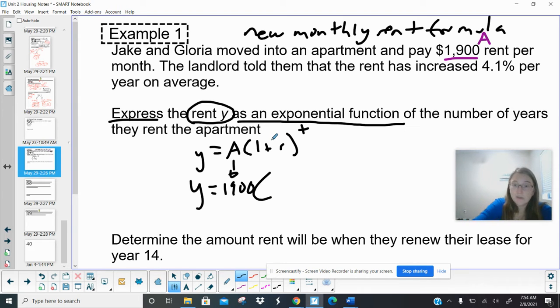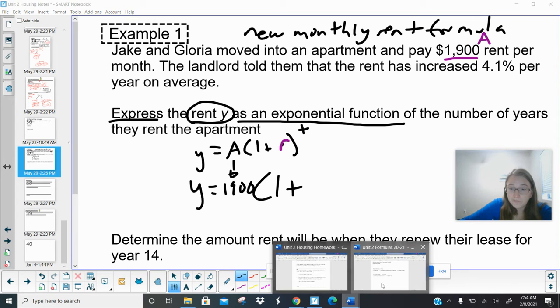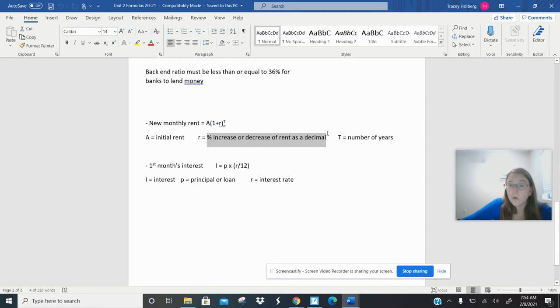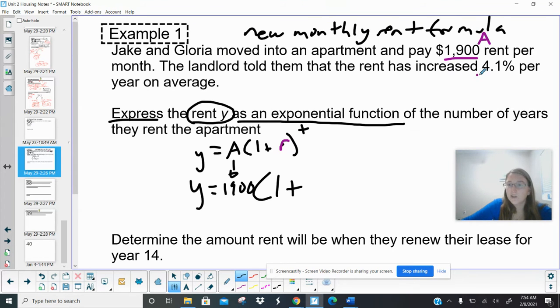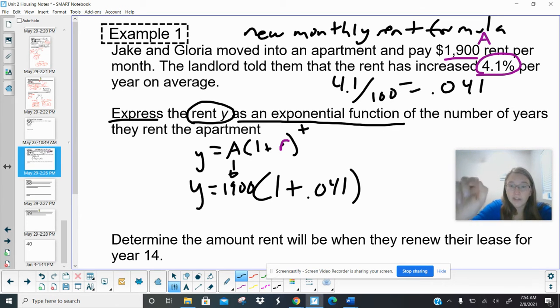It says 1 plus. So I'm going to copy that. And then we need to know what R is. R is the percentage increase or decrease of rent as a decimal. So rent has increased 4.1%, but I'm not going to put 4.1. What should I put? Find it real quick. Well, we should do 4.1 divided by 100. We check it in our calculator, right? You should have gotten 0.041. If you do not do that correctly, you're going to lose points. Now, we don't know the number of years they rent the apartment. So T is going to stay put.